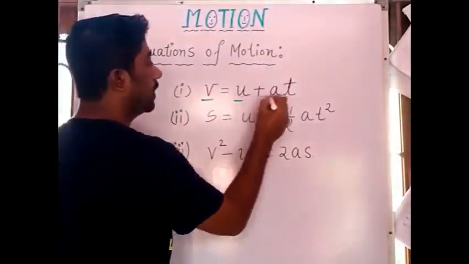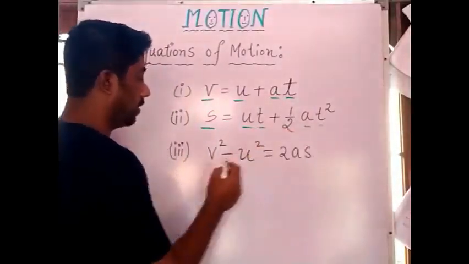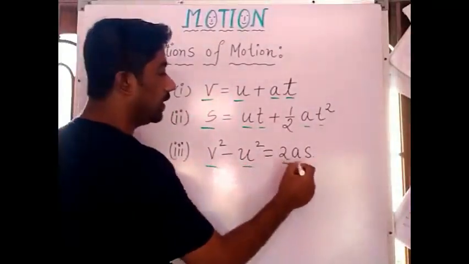v = u + at, s = ut + half at square, v square minus u square is equal to 2as.